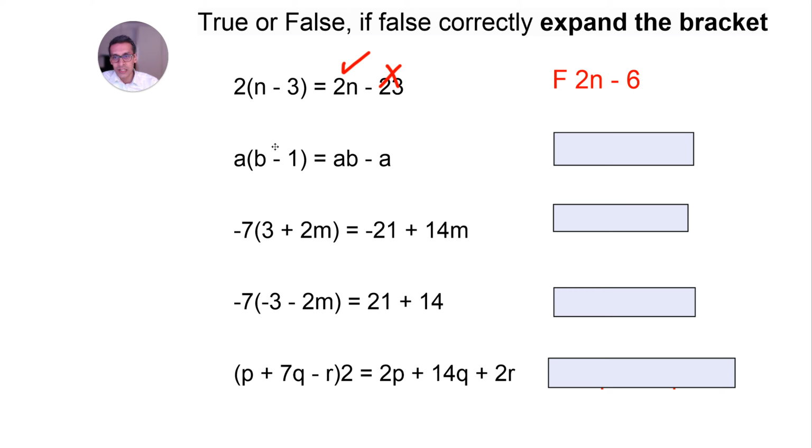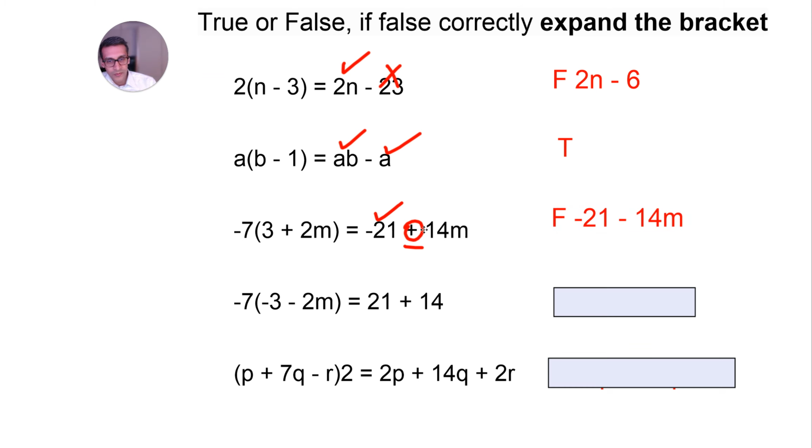The next one, a times b is ab. That's true. A times negative 1 is negative a. So we're going to say that's going to be true. The next one, negative 7 times 3 is negative 21. Negative 7 times positive 2m is going to give you negative 14m. So the mistake here is that it should be negative. The 14m is fine, but it should be negative 14m.